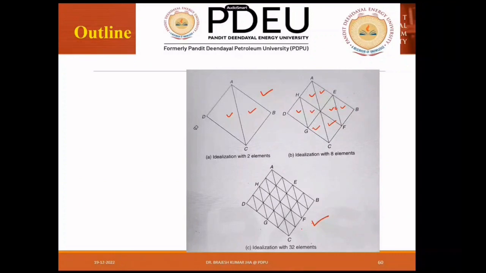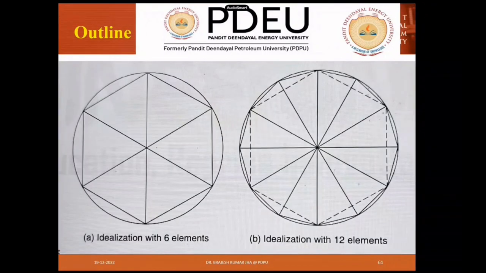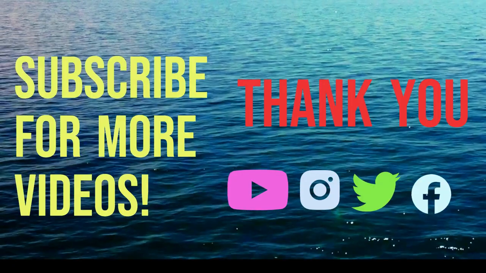But what we see in each and every refinement is that the original node is not replaced. The original node stays together, even though you have increased the number of elements. But next, what we can see here is the 6th element.